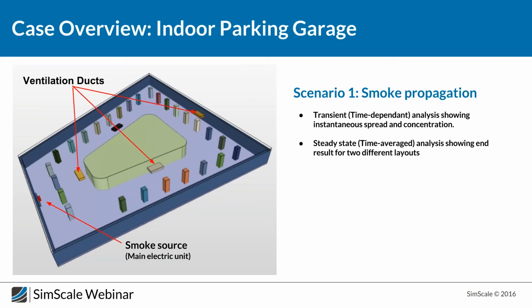So as I said, we're going to address a parking garage. Here on the left, you can see the geometry that we have. So it's a closed space. We have certain columns, which is very typical of such spaces. We have a number of ventilation ducts. They could be used as inlets or outlets. We actually use different combinations of them for the demonstration. And for the case of emergency, we also have created a source to simply put some smoke into our domain. It could be, for example, an electric unit. It could be anything.